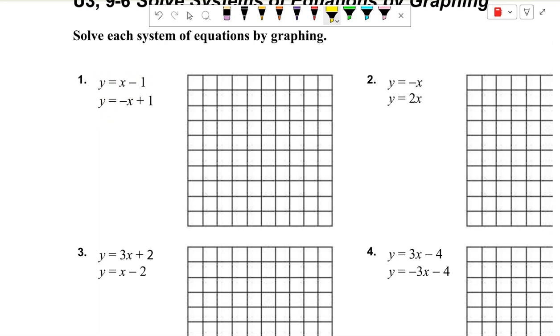On this one, we have our b's as -1 and +1. They are different y-intercepts, and we also notice that their slopes are different, so we know we're going to get an answer for this. So let's go ahead and start with the top one. We need a x-axis, and we need a y-axis. So we're crossing at -1, and our slope is 1/1. Up 1 and over 1.